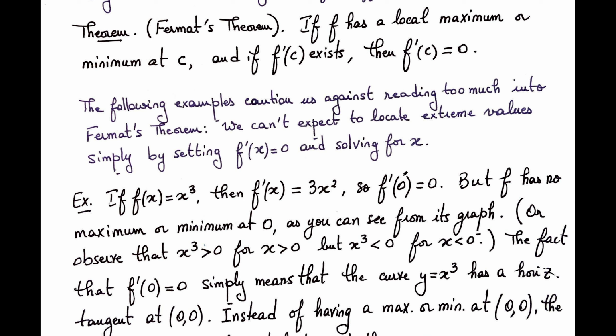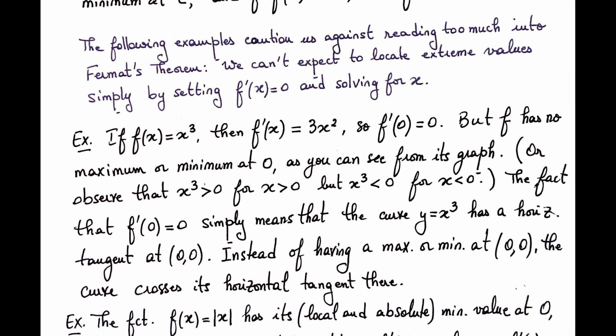So what can we say so far? We can say that f prime of 0 is 0. But f has no local maximum nor minimum at 0, as you can see from the graph. Or you can do it algebraically. x cubed is positive for x positive, and x cubed is negative for x negative. Correct?